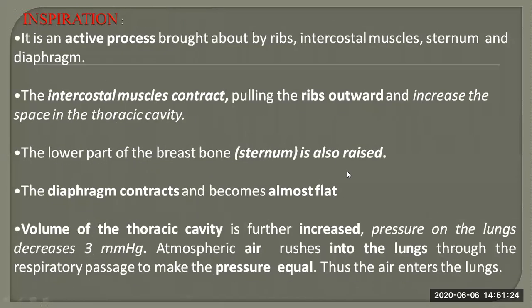Now next is the mechanism of breathing, which I had already told. The mechanism of breathing involves two steps. First is inspiration and another is expiration. So what is inspiration? Here they have given, if you read, inspiration is an active process. Why is it an active process? Because muscles are involved, and when muscles are involved, they utilize energy. So that's why this is an active process. It is brought about by four things: ribs, intercostal muscles, sternum and diaphragm. These four play a very important role.